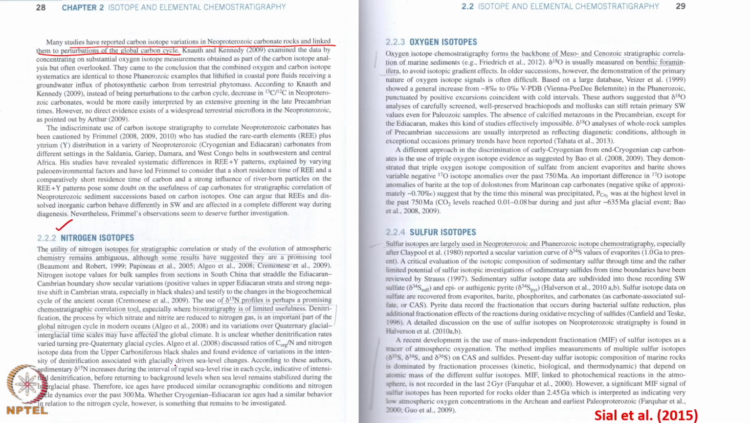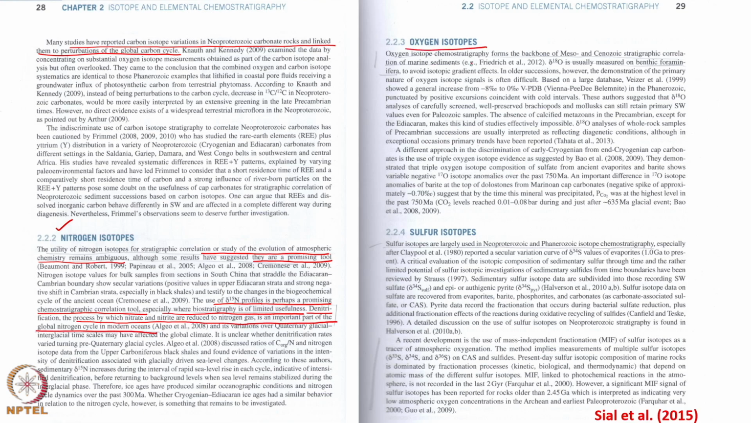Let us look at the nitrogen isotopes. The utility of nitrogen isotope for stratigraphic correlation or study of the evolution of atmospheric chemistry remains ambiguous. However, a few of the authors have found it a promising tool. The use of del 15N profile is perhaps a promising chemostratigraphic correlation tool, especially where biostratigraphy is of limited use. Denitrification, the process by which nitrate and nitrite are reduced to nitrogen gas, is an important part of the global nitrogen cycle in the modern ocean.